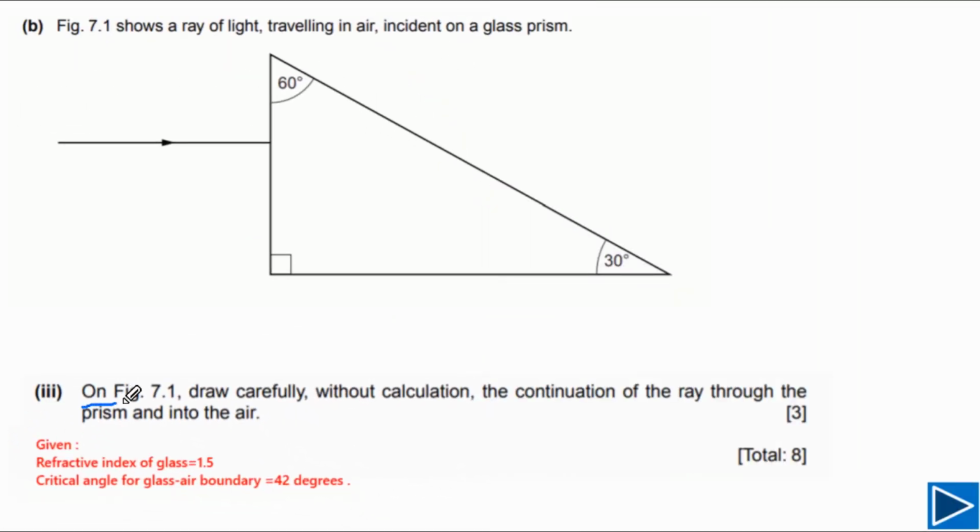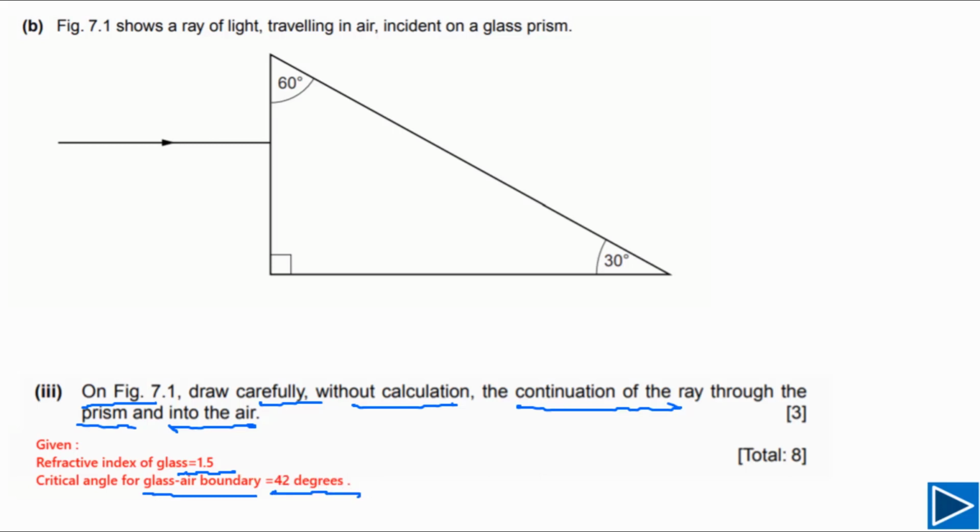For this question on figure 7.1, we need to draw carefully, without calculation, the continuation of the ray through the prism and into the air. But for this question, the refractive index of glass is given, that is 1.5, and the critical angle for the glass-air boundary is also given, and this is equal to 42 degrees.